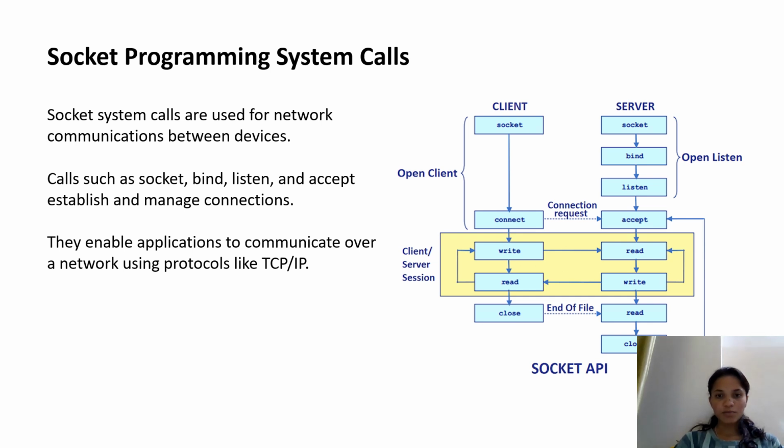Socket programming system calls. Socket system calls are used for network communications between devices. Calls such as socket, bind, listen, and accept establish and manage connections. They enable applications to communicate over a network using protocols like TCP or IP.